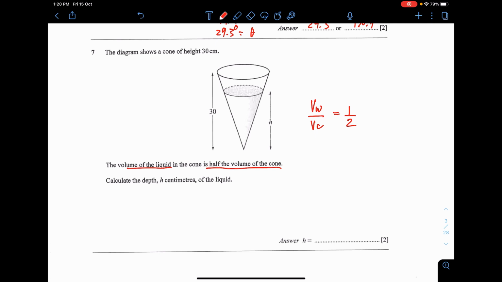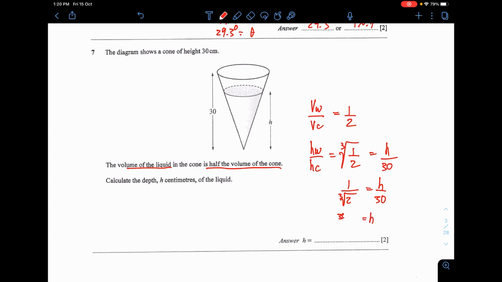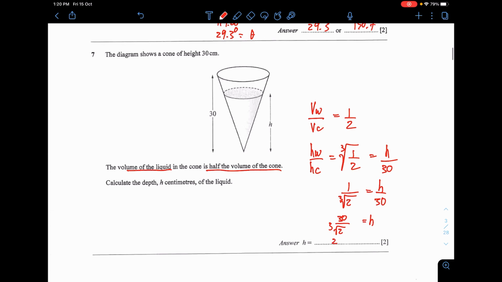So if you want to find the height or the length, what you need to do is cube root the ratio that you have here. So I can say that the height of the water is h and the container is 30. So I get 1 over cube root of 2 equals h over 30. You get the value of h as 30 divided by cube root of 2. And then you just need to press the calculator. You got 23.8.